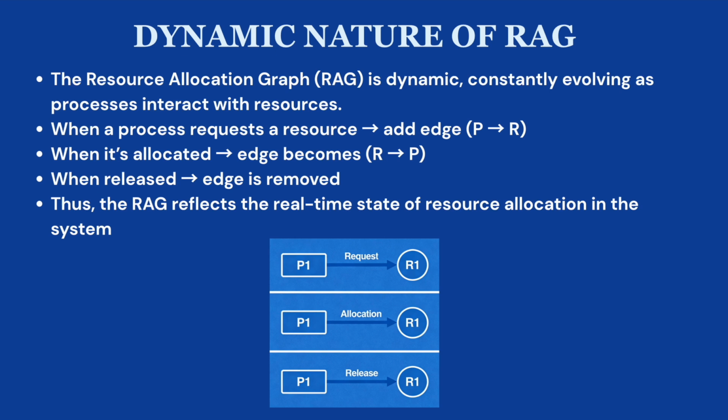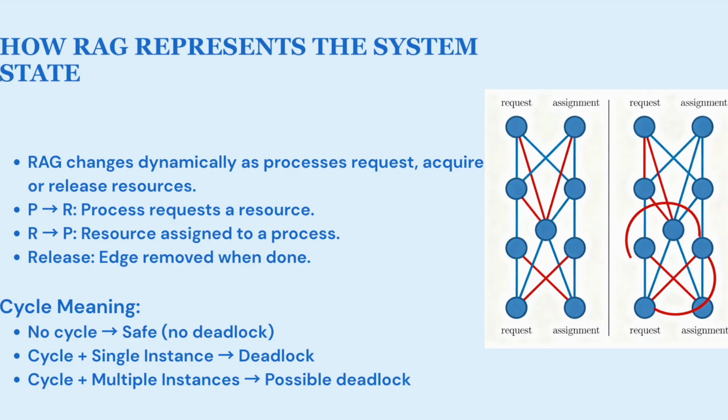Dynamic nature of RAG. The resource allocation graph is dynamic, meaning it changes as the system runs. When a process requests a resource, an arrow is drawn from the process to the resource. Once the resource is allocated, the arrow direction reverses. Now it goes from the resource to the process. When the process releases the resource, the arrow disappears. This constant change reflects the real-time state of the system.